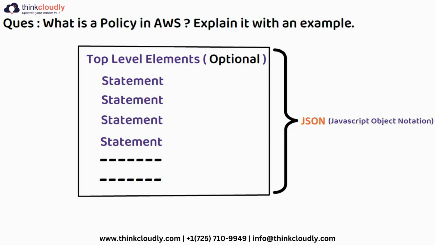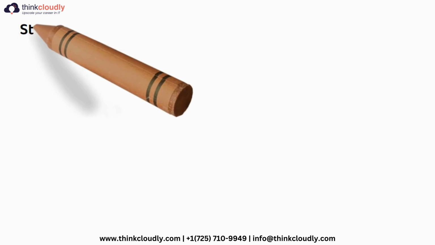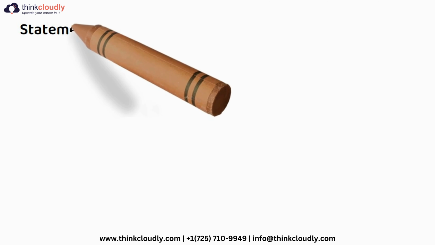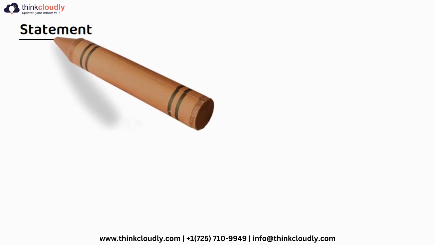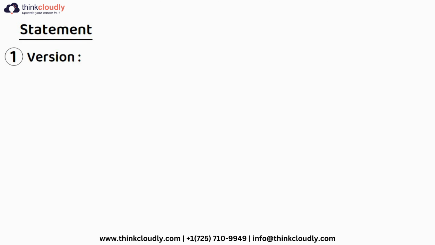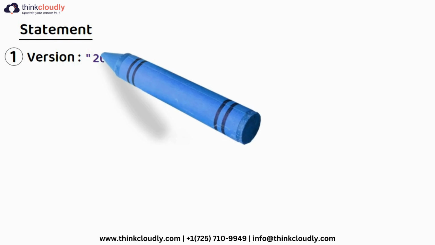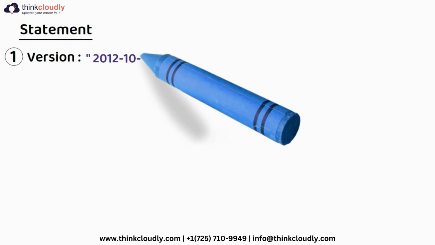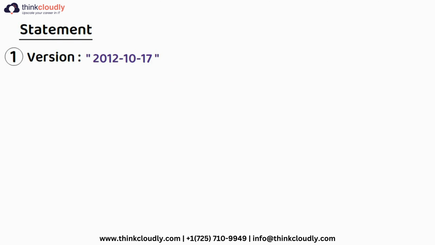JavaScript Object Notation. So if we talk about a statement, what is a statement? A statement will have the following things. Number one, version. It is the version of the policy language that you want to use. You want to use the latest version, and the latest version which is running as of now is 2012-10-17. So the first thing which you will be writing in a policy is the version.